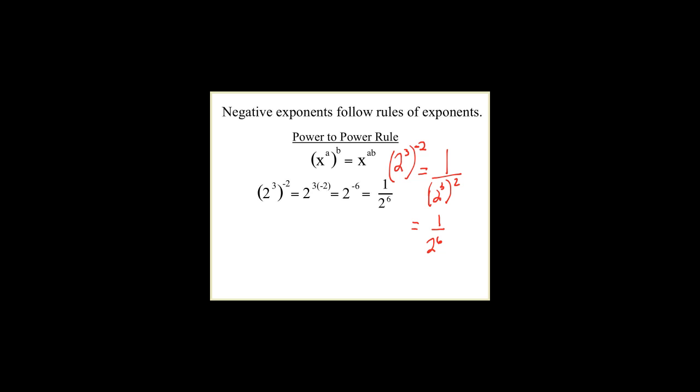Now this is pretty reasonable. We can multiply this out in our head. 2 to the 5th power is 32, so 2 to the 6th power would be 64. Okay, 1 over 64, sorry. All right, now you try it.